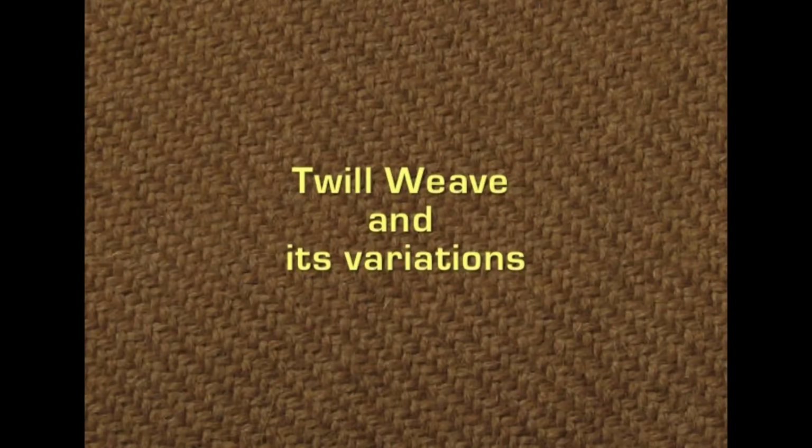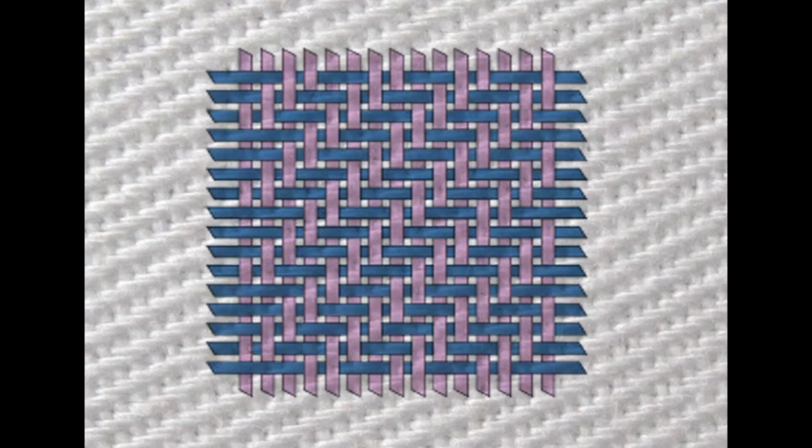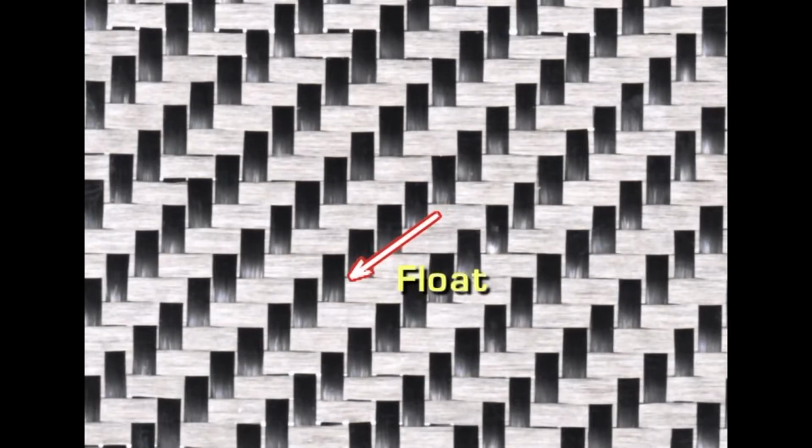Twill weave and its variations. It is the second basic weave which is very strong when compared to the plain weave. It is characterized by having diagonal lines which are called veils on the surface of the fabric, and this is due to the presence of the floats. A float is a portion of the yarn which will miss the interlacement and go over 2 or 3 yarns and then get interlaced, and so this portion of the yarn that misses the interlacement is called the float.